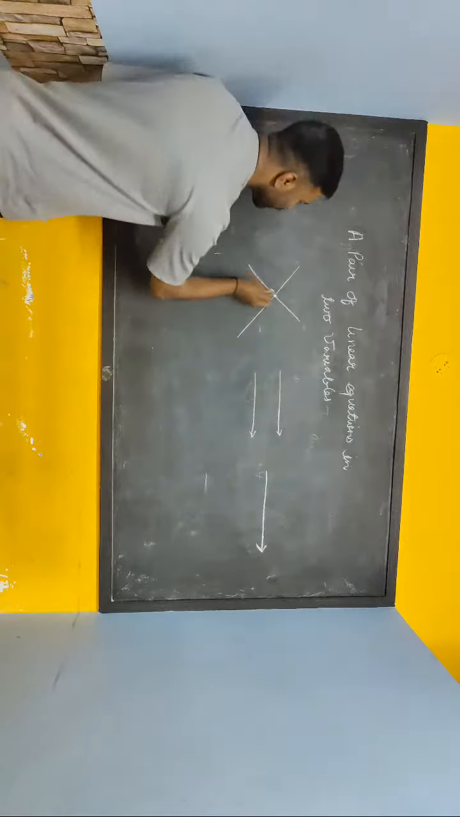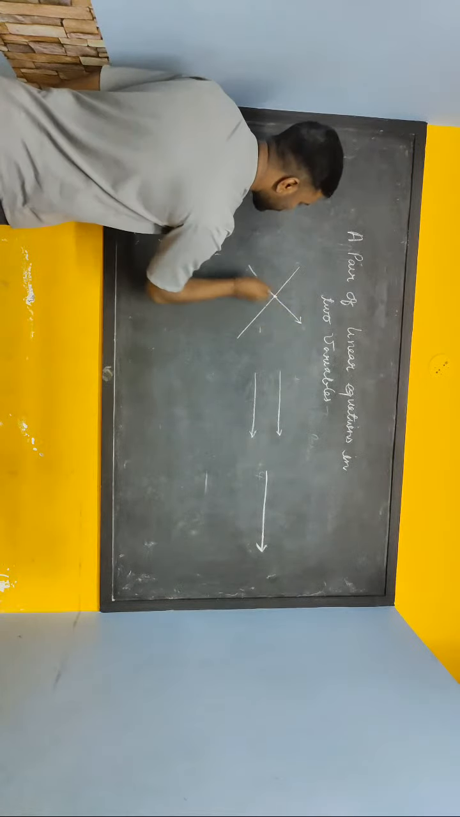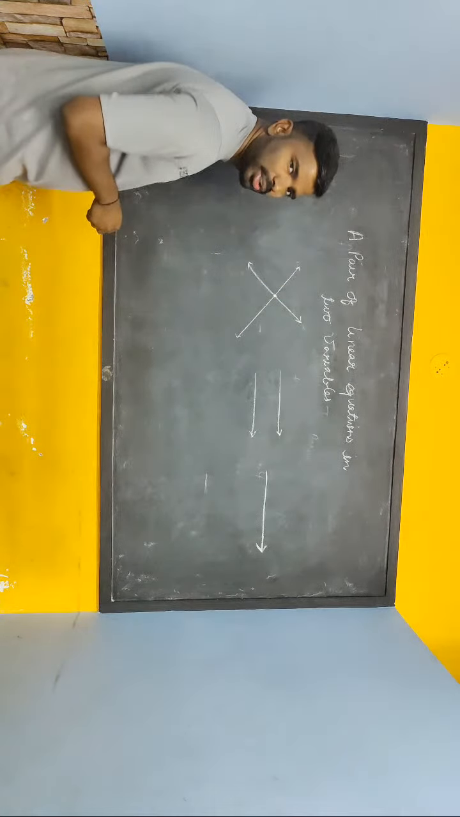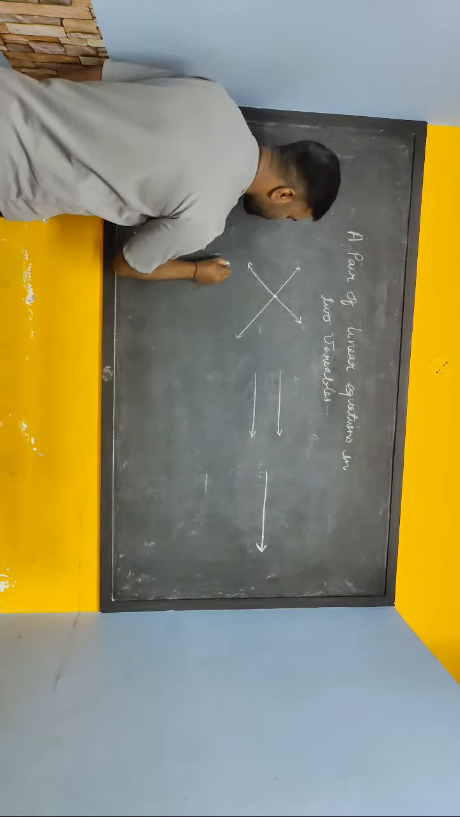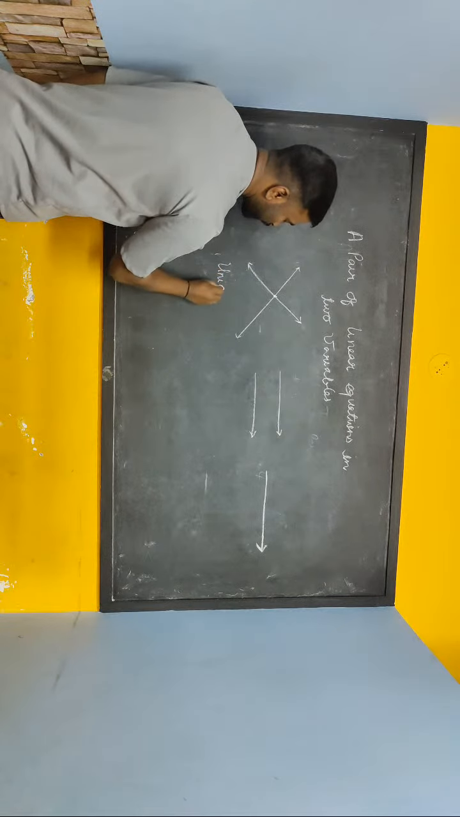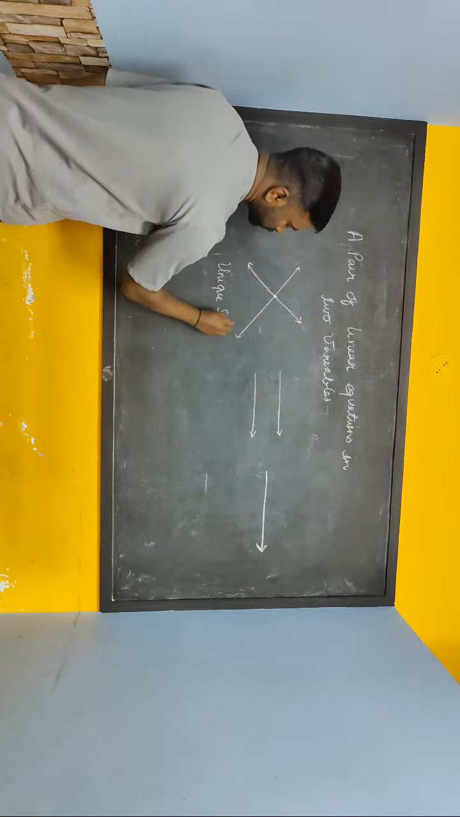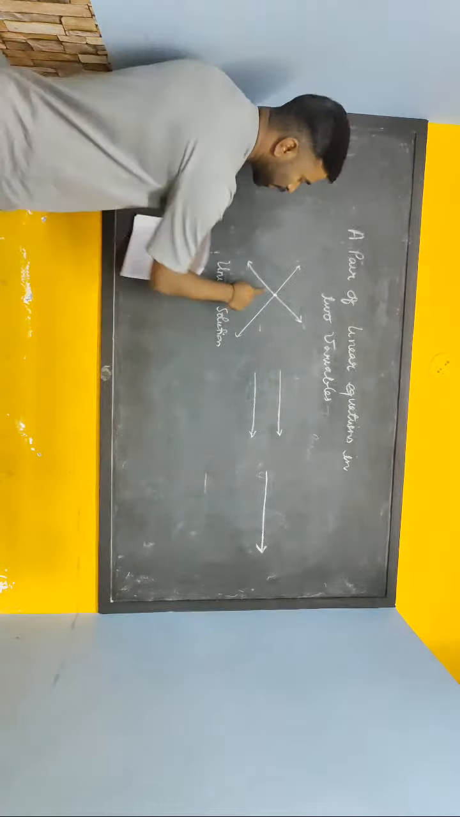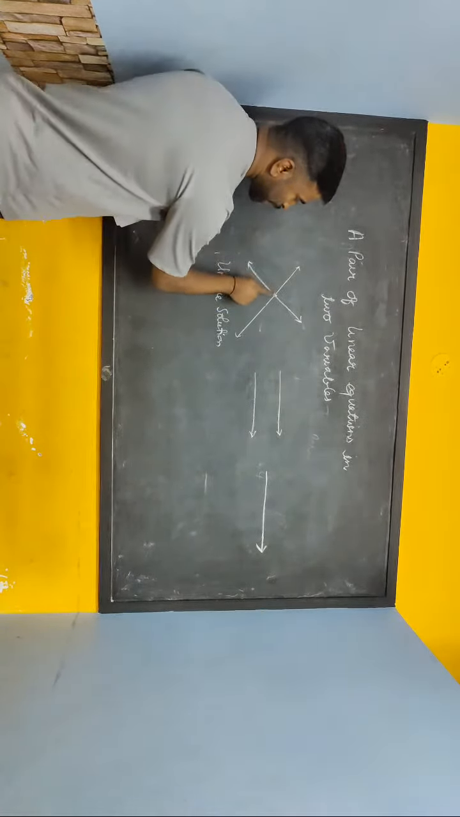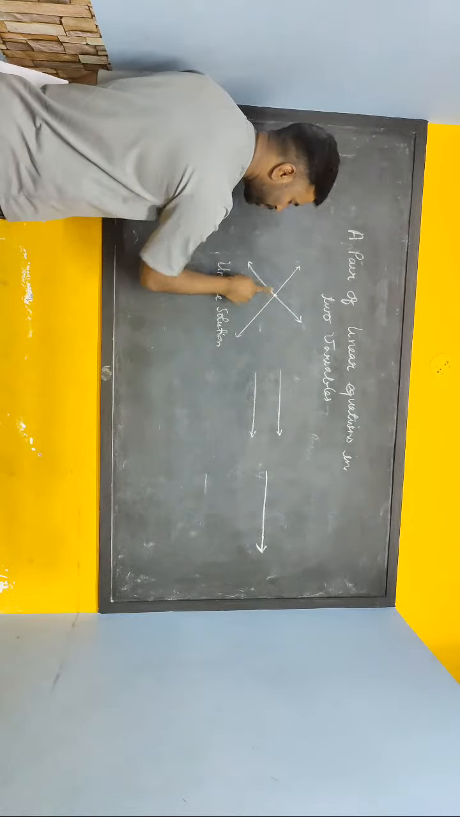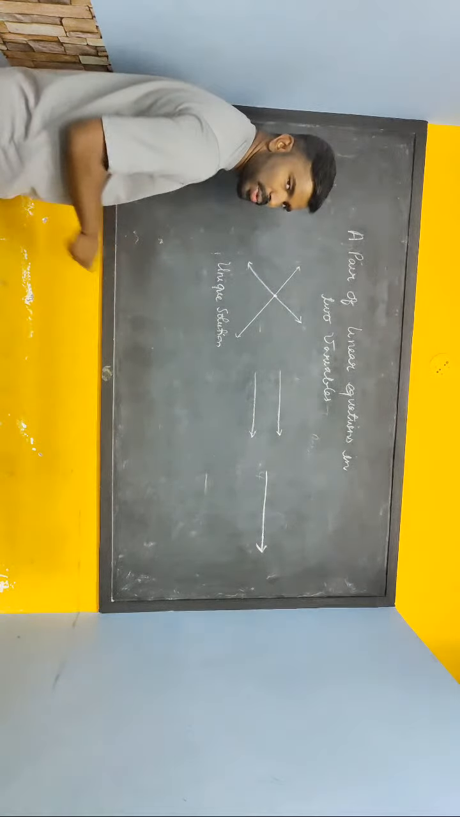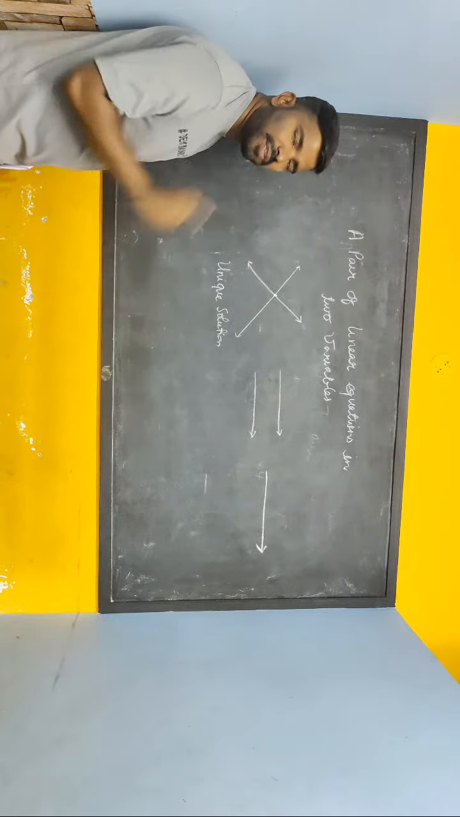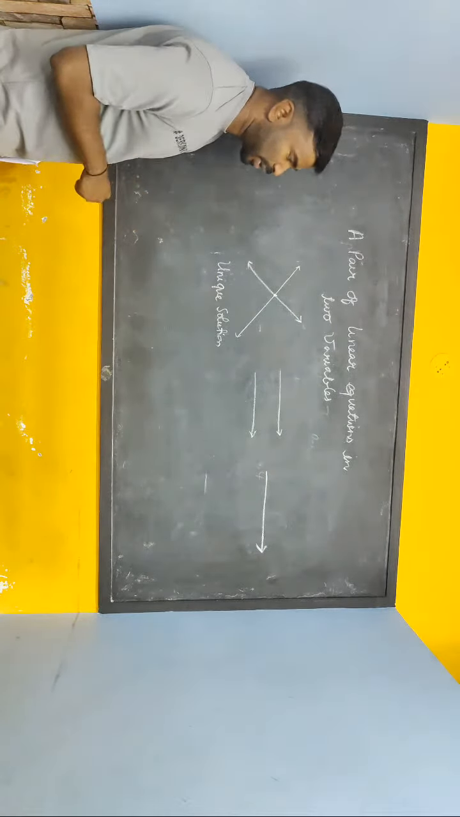Now, if 2 lines are intersecting at a single point, how many solutions will be there? There will be a unique solution. See, these 2 lines are intersecting at only one point. Only one point means how many solutions will be there? Unique solution will be there. Based on this condition of lines, definitely you can expect the question.